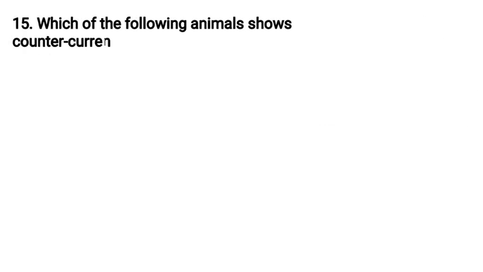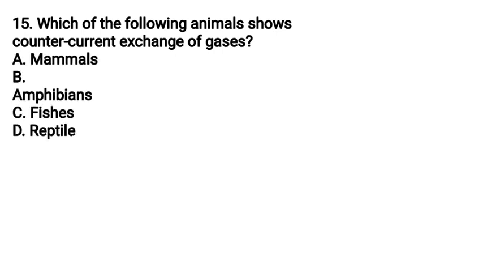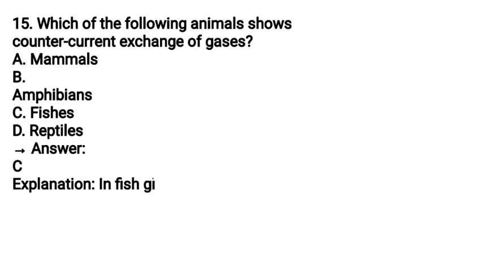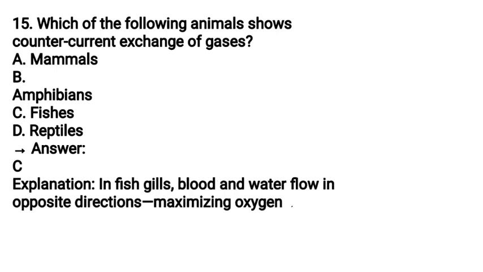15. Which of the following animals shows countercurrent exchange of gases? A. Mammals. B. Amphibians. C. Fishes. D. Reptiles. Answer C. Explanation: In fish gills, blood and water flow in opposite directions, maximizing oxygen uptake.